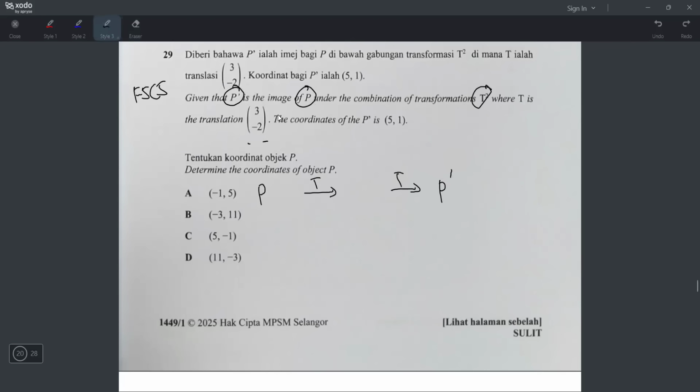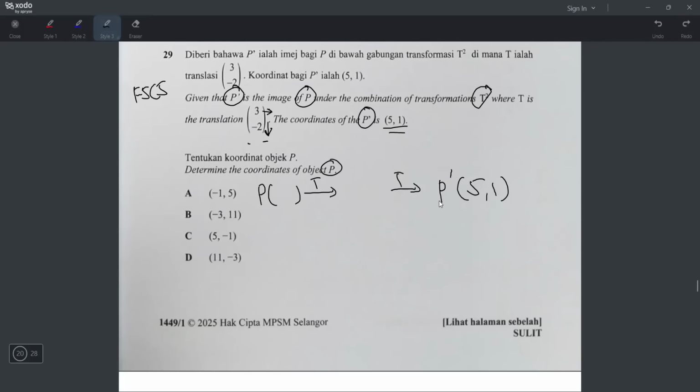Okay, translation (3, negative 2), 3 means moving to the right. Negative 2 means move downward. The top number is for moving left and right, and if it's positive, move right. And then the bottom number is for moving up and down, but if it's negative, move down. Okay, the coordinate of P prime given is (5, 1), so here it is, (5, 1). So now determine the coordinate of object P. So this is the answer. But how to get there?